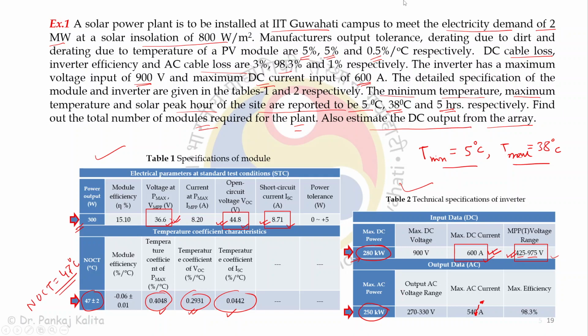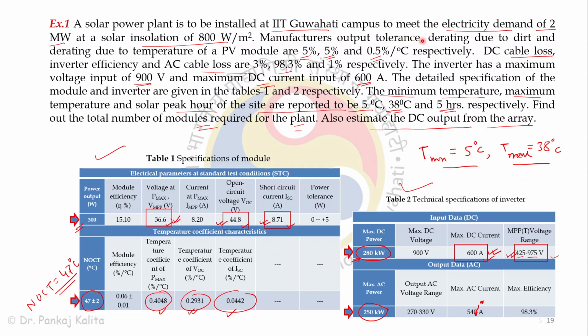So a solar power plant is to be installed at the IIT Guwahati campus to meet an electricity demand of 2 megawatt. So there is a requirement of 2 megawatt, and IIT Guwahati has a solar insolation of 800 watt per meter square.